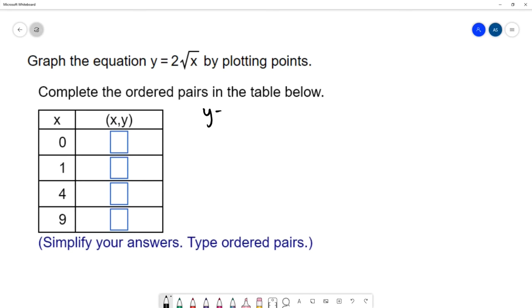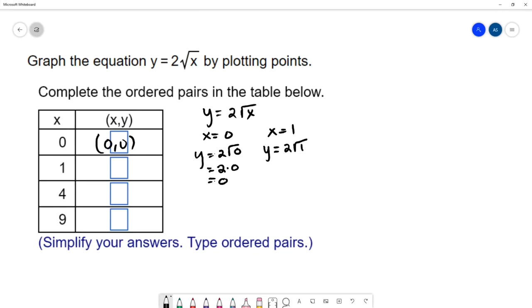So for the equation y equals 2 square root of x, we're going to let x equal 0. That would give y equals 2 square root of 0. Square root of 0 is 0, so that's 2 times 0, which is 0. Our first ordered pair is 0, 0. Then we'll let x equal 1. That would give the equation y equals 2 times the square root of 1. Square root of 1 is 1. 2 times 1 is 2. So we get the ordered pair 1, 2.